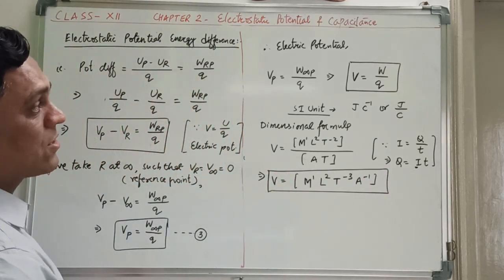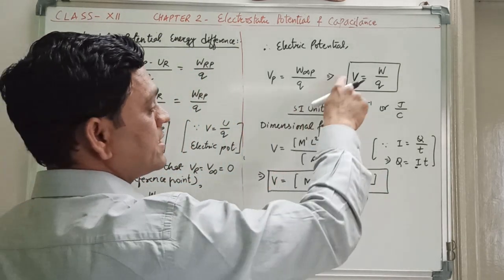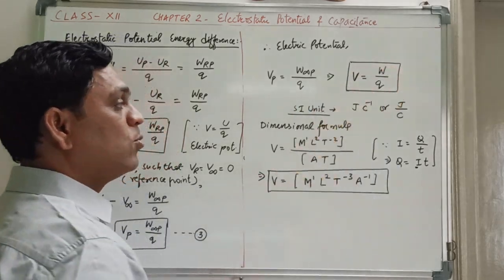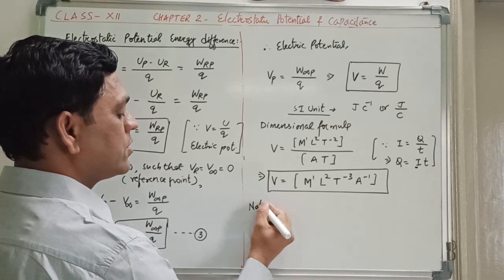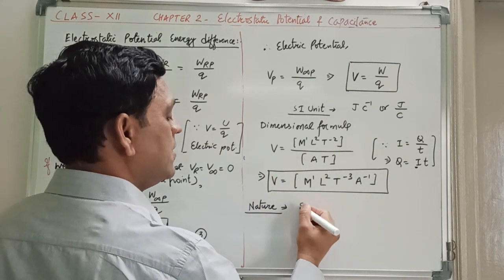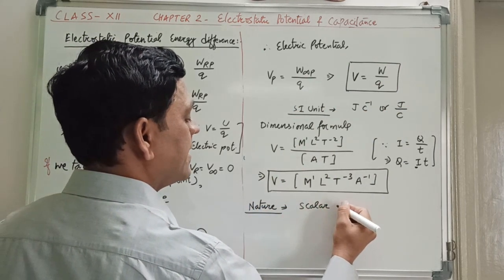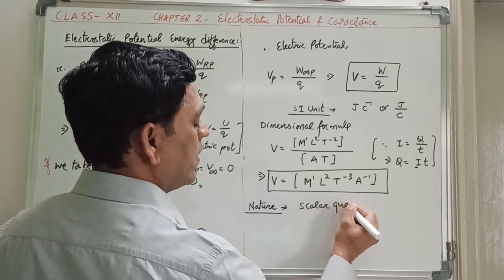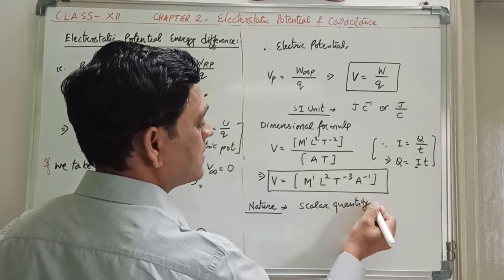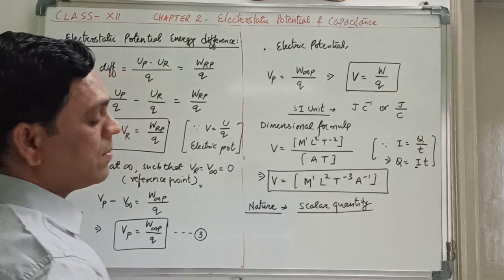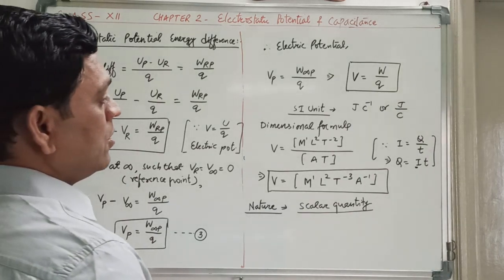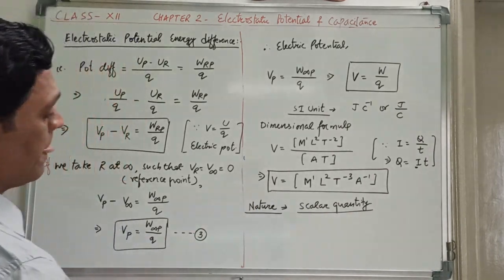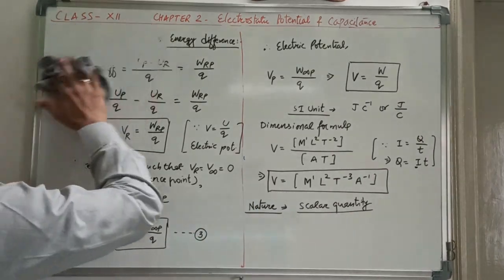Since this electrostatic potential at a given point is the ratio of work done and the charge, both are scalar physical quantities, so you can tell what the nature of the electrostatic potential is. So we will say this will be a scalar physical quantity only. That is the thing to remember here. Electric potential is a scalar physical quantity. Correct? So this we have written. Okay, now I tell you one more thing here.